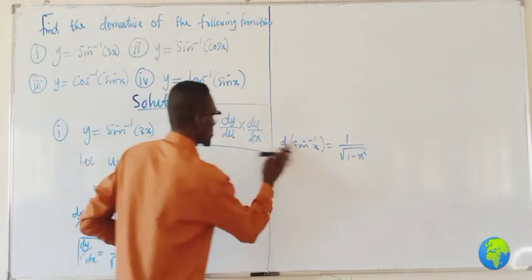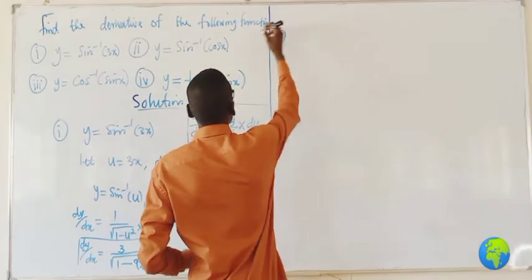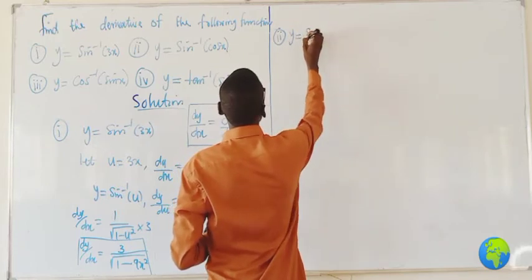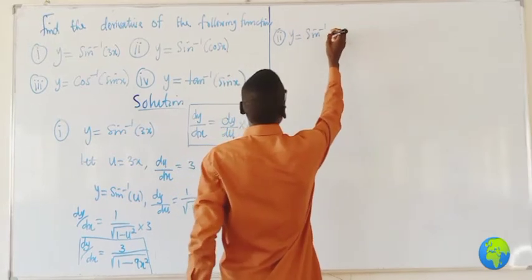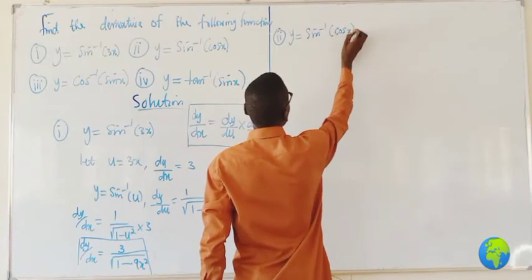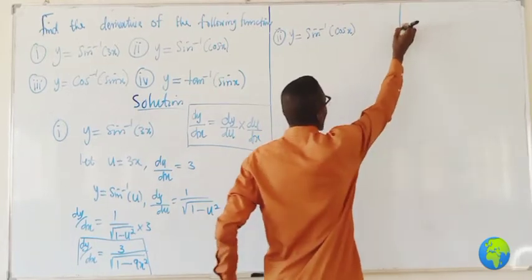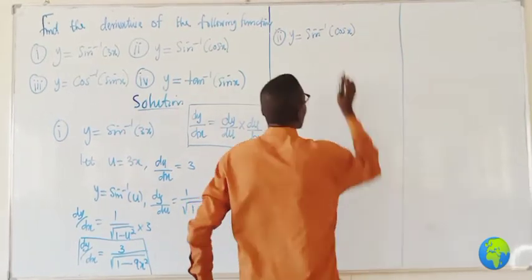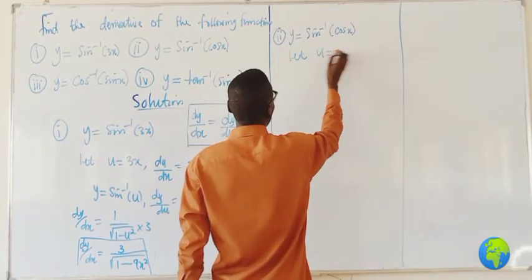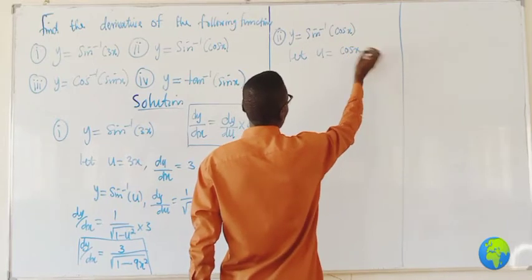So let's just go straight to the second question. For the second question, we have y equals sine inverse of cos x. Sorry, I think I have to split the board. We'll just squeeze things down. Just the same idea, we use the chain rule. Let u equal what is inside, which is cos x, right?